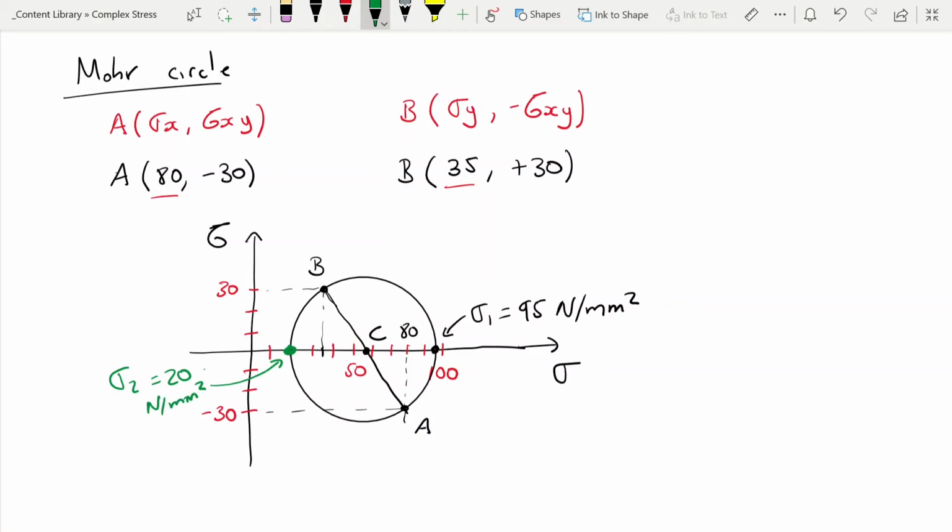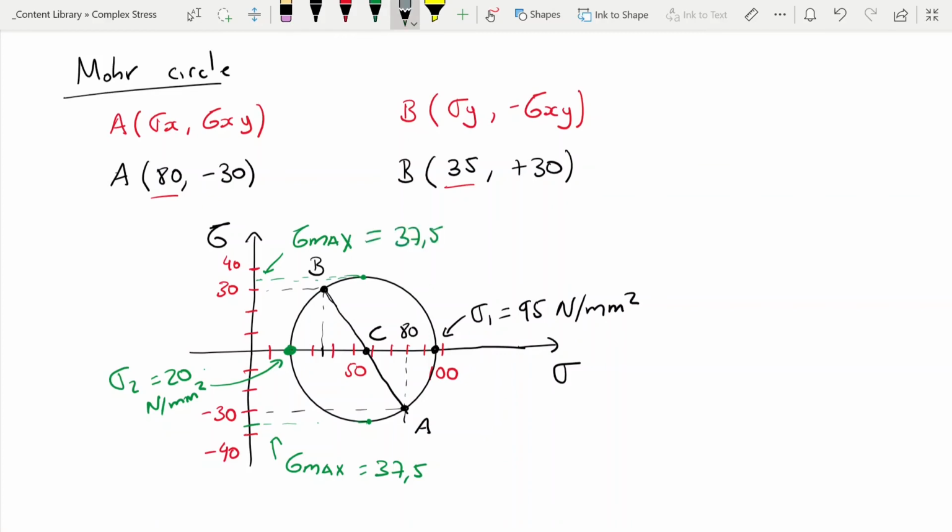So this is it. Finding sigma 1 and sigma 2 is just finding where the circle hits the x-axis, the sigma axis. If you want to find the maximum shear, it is again measured. So if this would be 40, and this would be 40, the maximum shear is measured here at the maximum of the circle. So if we draw a line from there and from there, we can see that the maximum shear here, let's call it tau max, is equal to 37.5. Again, what we were able to calculate in the previous problem.